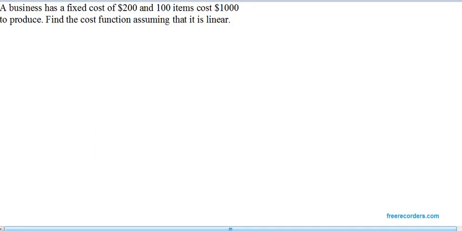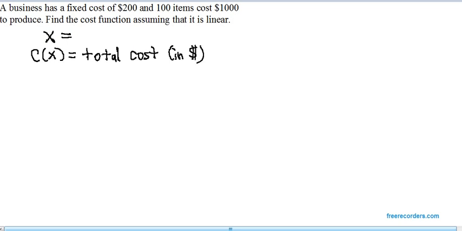Our next example says a business has a fixed cost of $200 and 100 items cost $1,000 to produce. Find the cost function, assuming that it is linear. All right, well, functions have two variables, and let's call one of them x, and the other one will be c, or c of x, which of course is going to be the total cost in dollars.